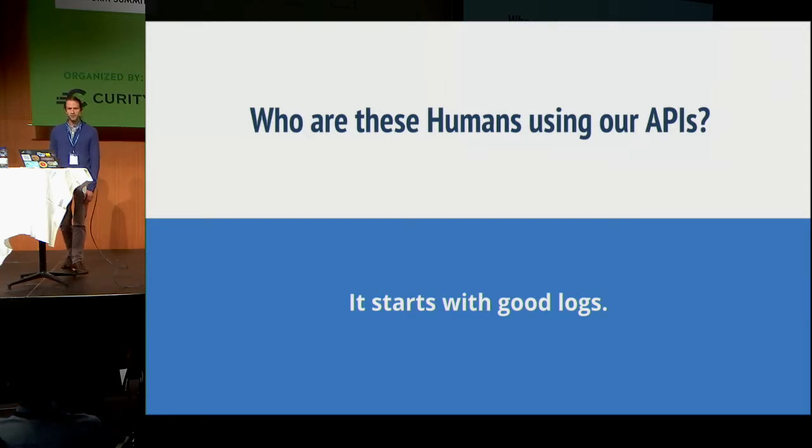So who are these humans using our APIs? All of this kind of starts with good logs. Using logs, we can watch developers interacting with the API and learn about their business, how they're using the API, what they use it for, and a little bit of what they're struggling with. Similar to user experience, we gain insight into the experience of the developer and the API itself, allowing us to iteratively improve our developer experience.